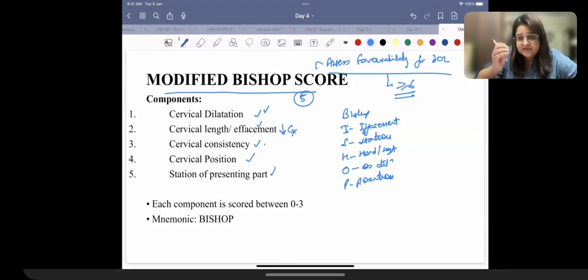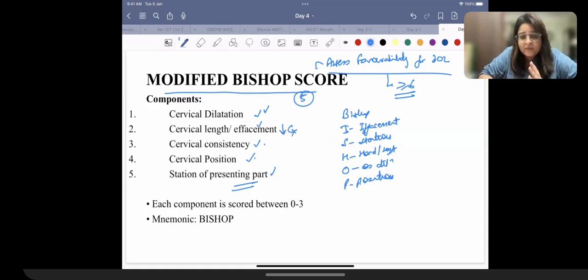Consistency means the cervix is firm in consistency to begin with. It becomes softer and softer as labor progresses. Position means when you do a PV, the cervix will be posterior in the beginning. But as labor progresses, it becomes mid position, then it becomes anterior. And the last is the station of the presenting part. It comes from -3, -2, -1, 0, +1, +2, +3.